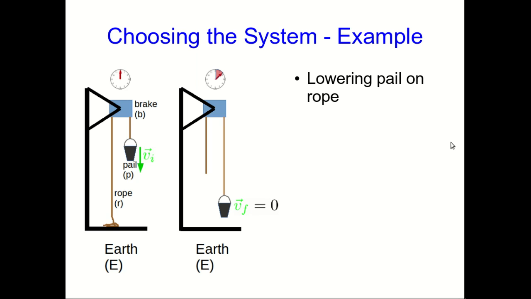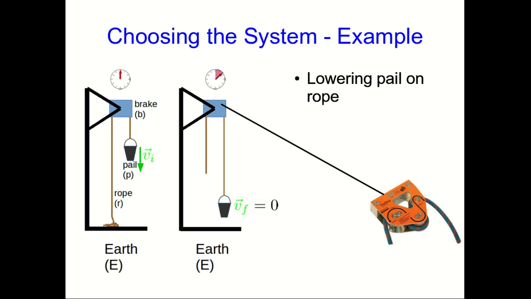Let me now do an example that illustrates some of the issues that come up around choosing our system. So here is a pail that's being lowered by a rope, and there's a rope brake that's slowing it down. You might not know what I mean by a rope brake. It's something like this or like this that rubs on the rope as the rope passes through it.